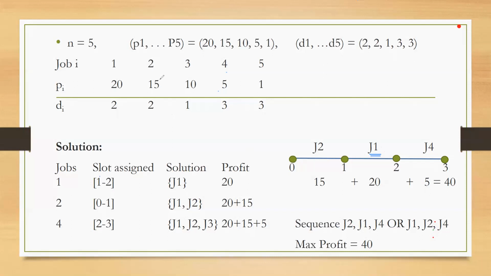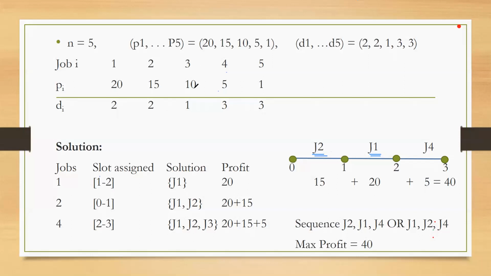Next, take the next highest job, that is 15. See its deadline. Its deadline is also 2. So it can be done in either 0 to 1 or 1 to 2. Since 1 to 2 is already allocated, there is a 0 to 1 slot that is free. I can allocate here. So write job 2 here and write its profit below this. So 15 is the profit. Okay, we'll move on to the next one.